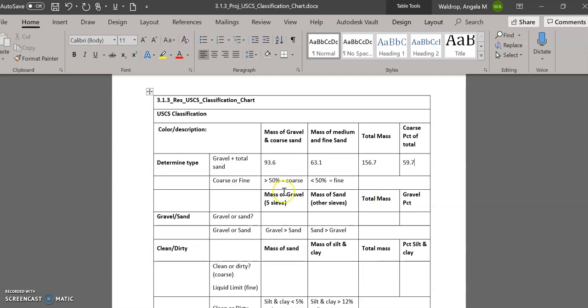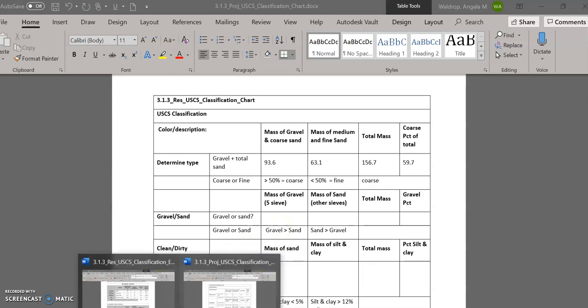From here, we can classify whether it's coarse or fine. If it's over 50%, it's coarse. If it's under 50%, it's fine. Since ours is over 50, we're going to go ahead and type in coarse here. Next, we're going to move down a section to determine whether it's gravel or sand.